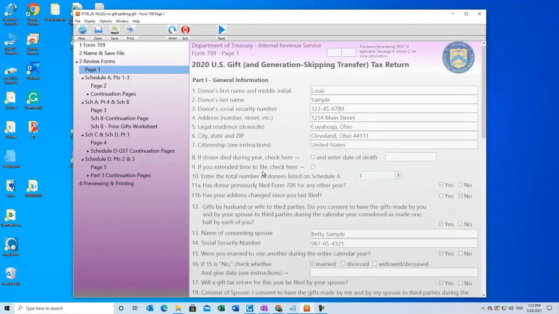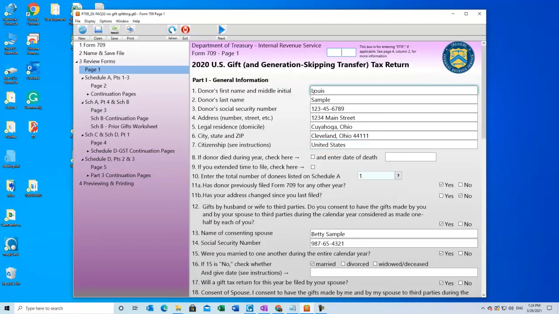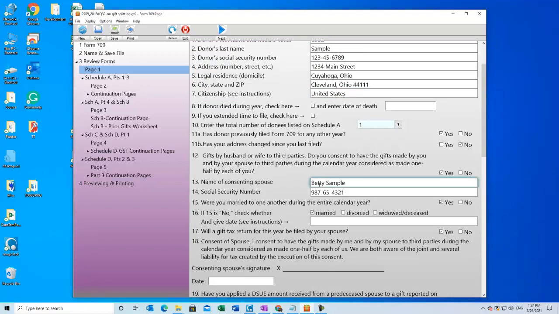I'm not going to cover lines 12 through 18 because the consent of both spouses is required to split a gift. Lines 12 through 18 on either spouse's return identifies who the spouse is and the consent. It has to be signed. The donor, in this case Lewis, is going to sign the return at the bottom, but Betty, the spouse, is going to execute her consent right down here where you see the line for her signature.